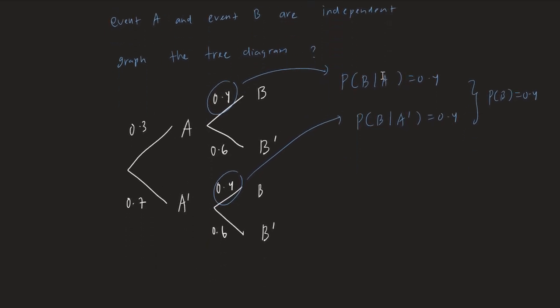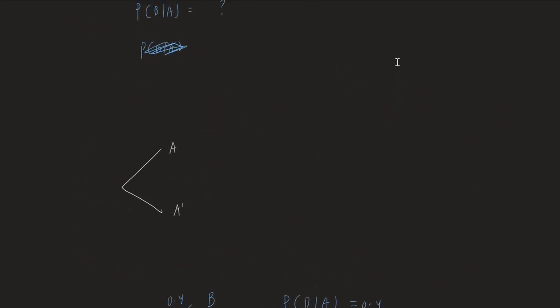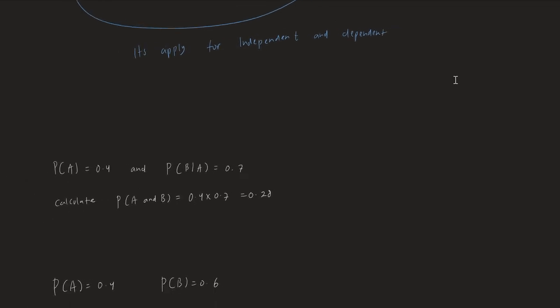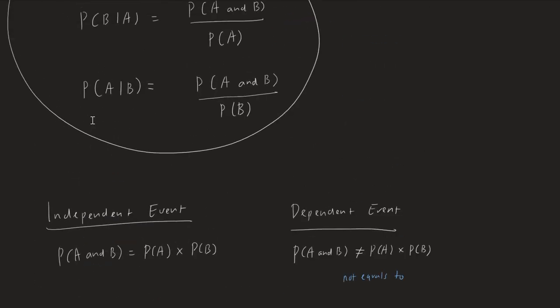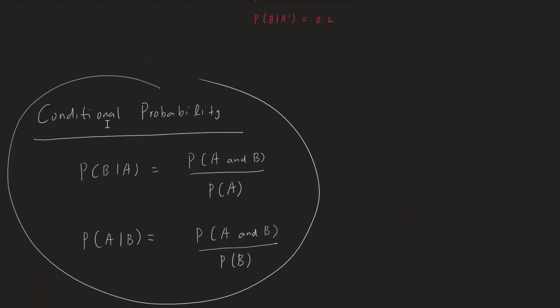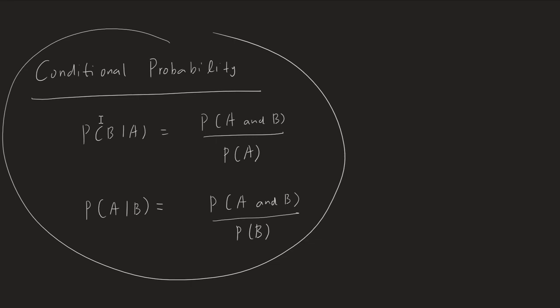But they didn't give you the probability of B given A. If they just gave you the numbers, how would you have calculated B given A? We use this formula. If they ask you for the probability of B given A, of course they will give you the probability of A and B and the probability of A, so you can calculate the probability of B given A using this formula.